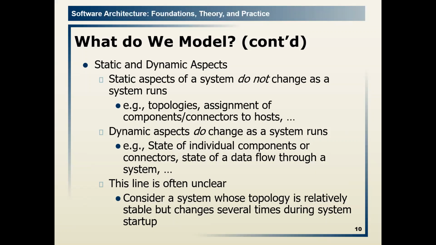And the state of a data flow through a system. So data flow can also have states. So data might be flowing, it might be waiting, it might flow to the other direction, right? So you might query, you might get the results. So you might just be idling. So different states are there. So this line is often unclear. So sometimes it is difficult for us to decide whether you want dynamic aspects or static aspects.